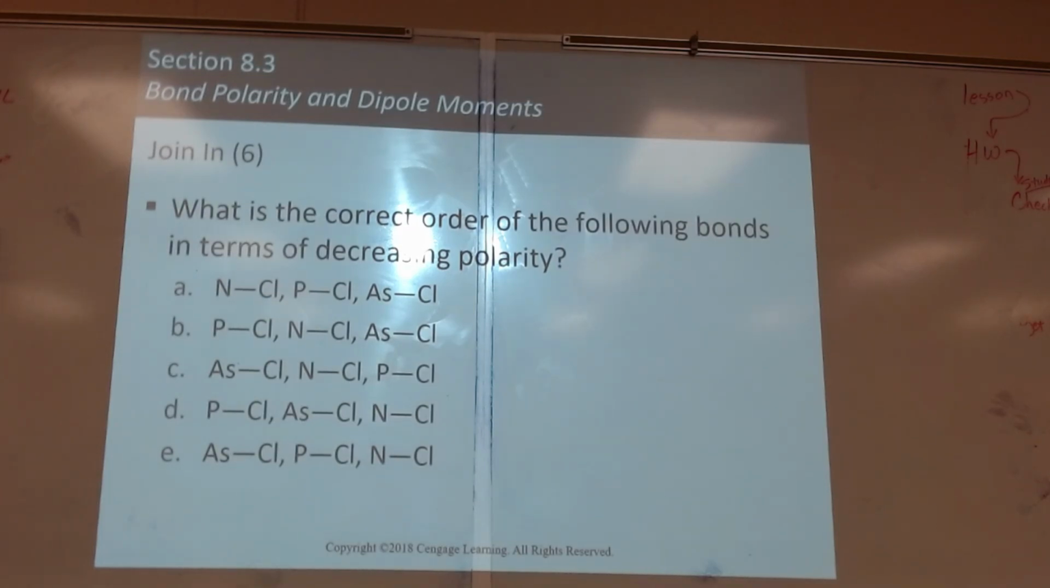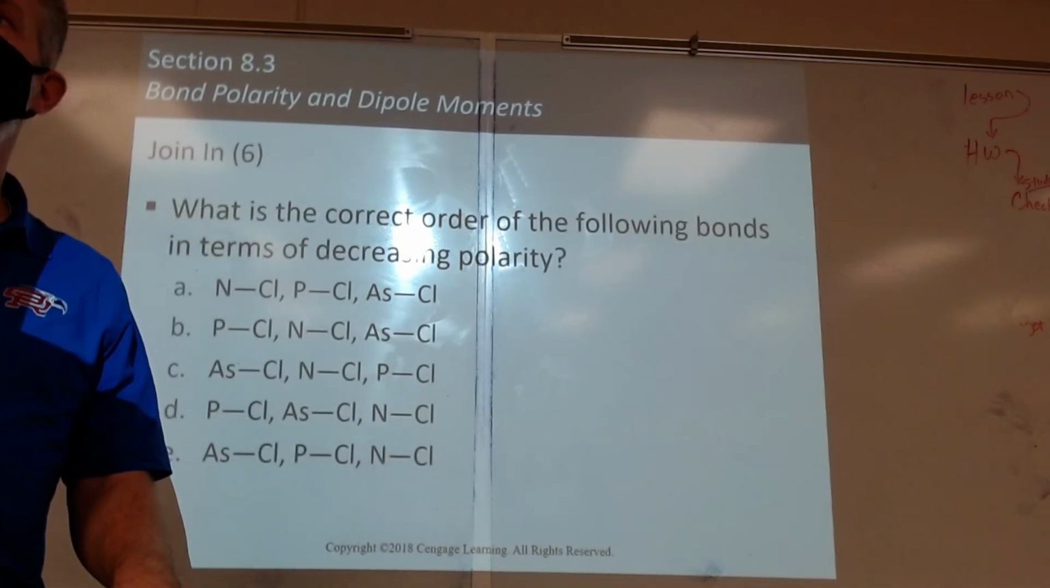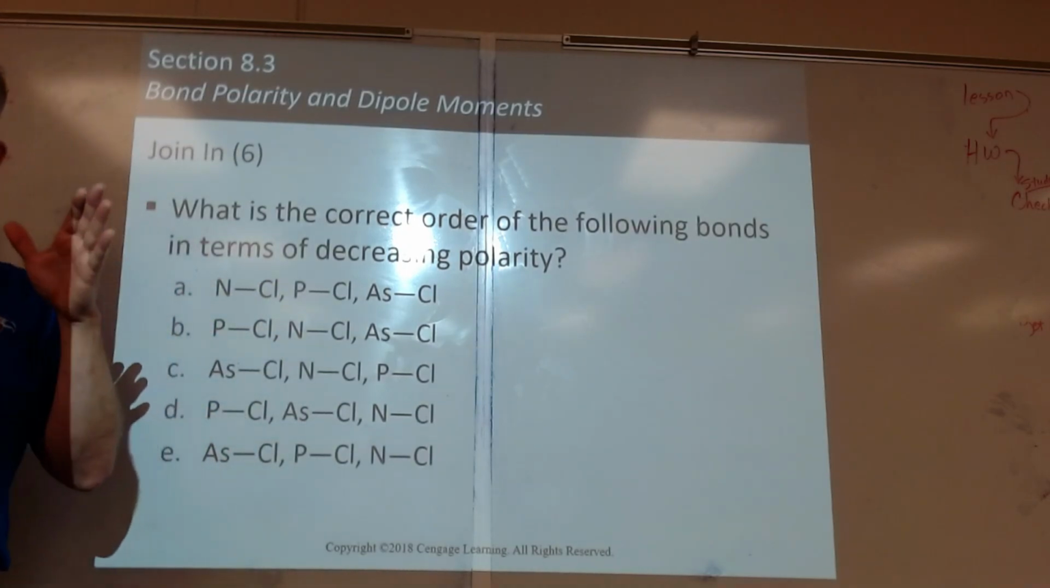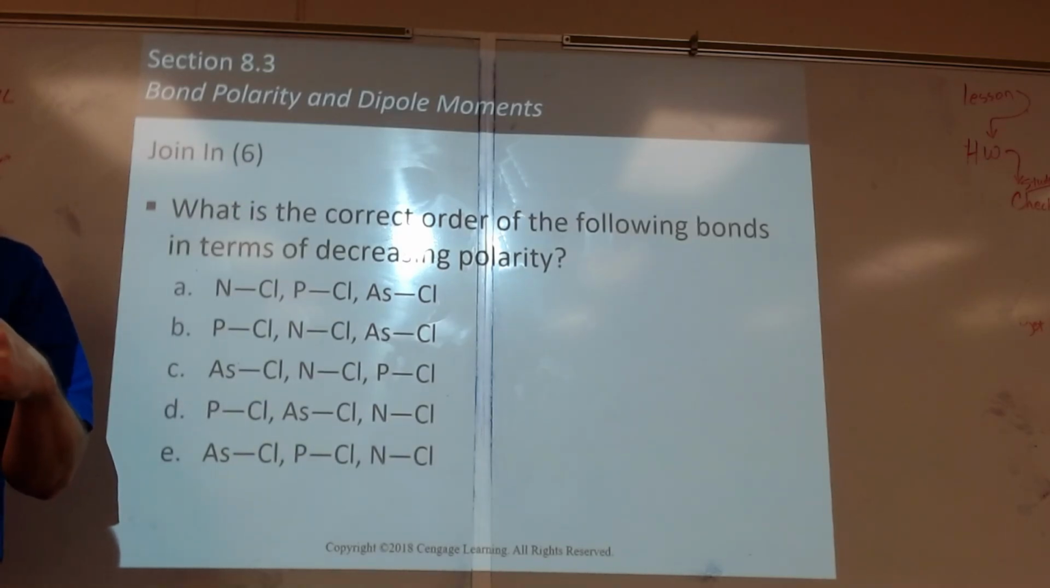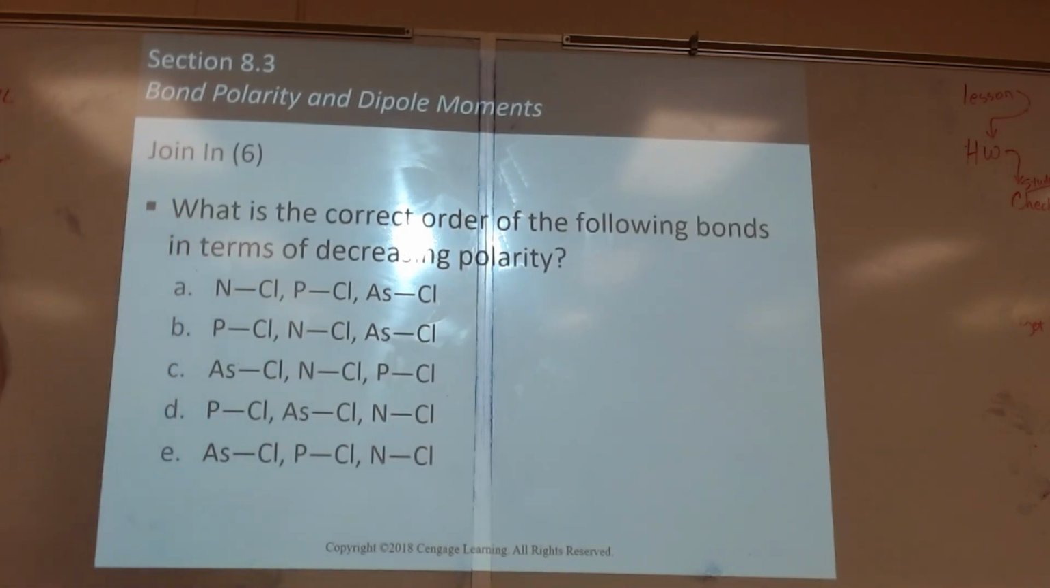Wait, why is it not right? Because we're far away, right? Fluorine's number 1, oxygen's number 2, chlorine's number 3. We know chlorine has a very high electronegativity. Wait, how's nitrogen not high? What we're looking for is the difference. So you're right, nitrogen has a very high electron affinity. But if I have something with a very high electron affinity and something else with a high electron affinity or electronegativity, and I put those together, the difference between those, that's what determines polarity.